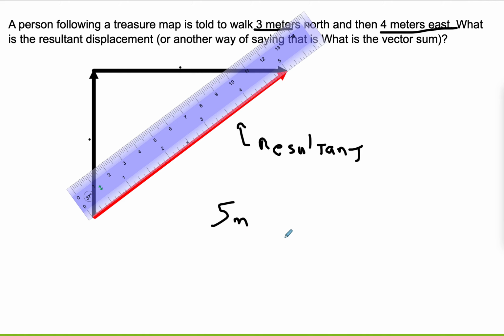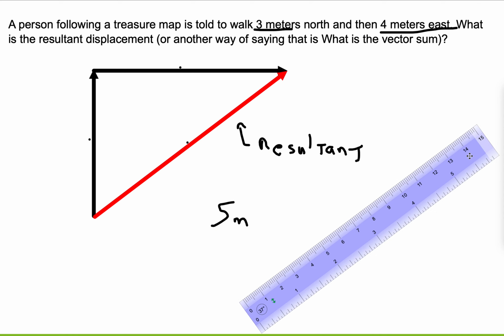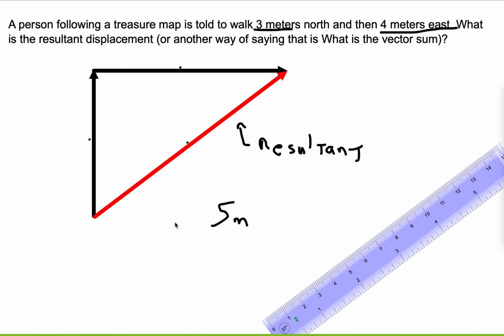Now, let me ask you this. Can this be the whole answer if it's a vector? Vectors have what and what? They have two things. Magnitude and direction. Magnitude and direction. Okay, 5 meters, that's only magnitude. I need the direction too.